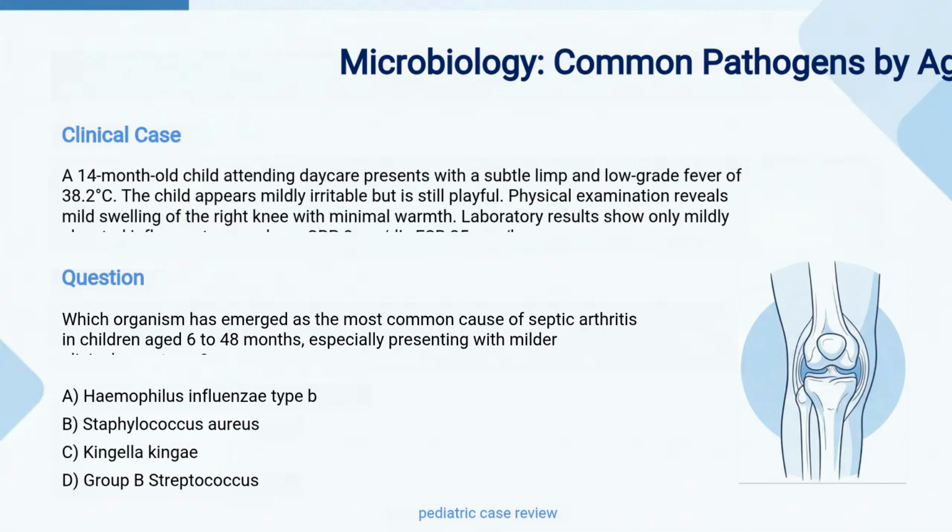Microbiology question: common pathogens by age. A 14-month-old child attending daycare presents with a subtle limp and a low-grade fever of 38.2 degrees Celsius.